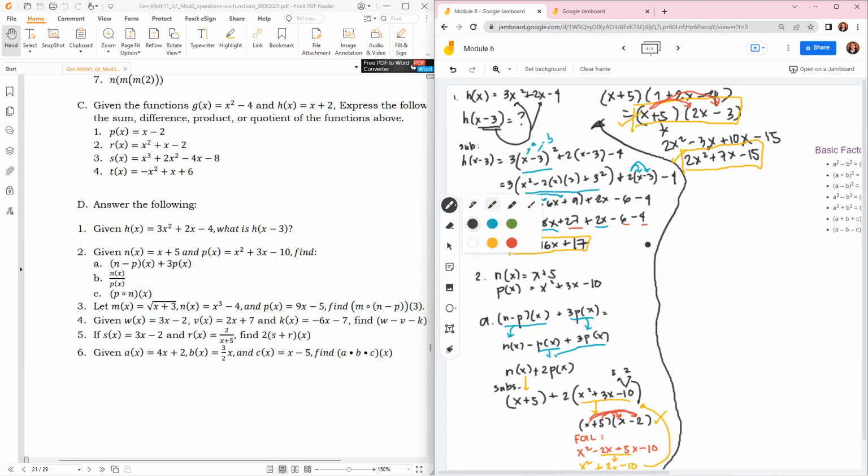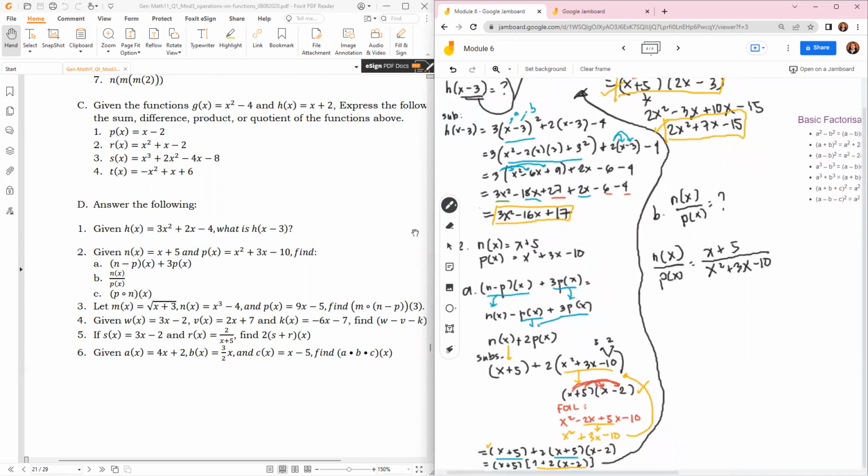So let's try to do part B. What is being asked is n of x over p of x. n of x over p of x is really just equal to x plus 5, which is the whole expression copied from n, over x squared plus 3x minus 10. Recall this expression in the denominator.